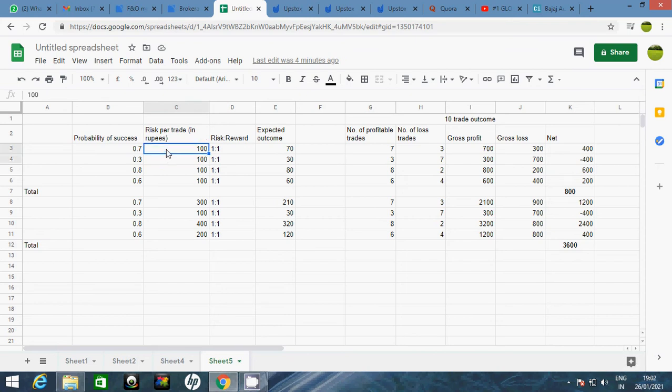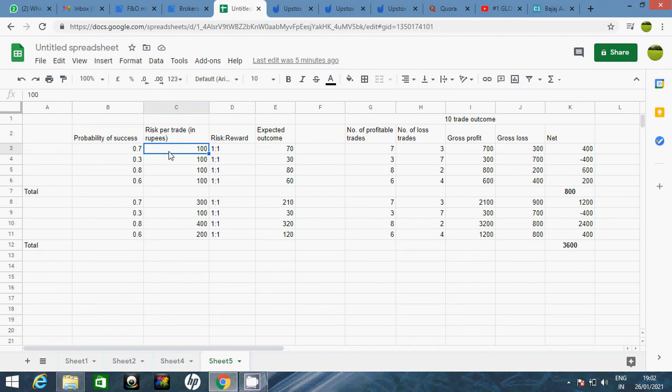So basically we have four kinds of trades here, individual trades and setups rather. One setup has a probability of 70% success, another setup has a probability of 30% success, another one has 80%, another one 60%. In the first scenario, the first four rows, we take a risk per trade of 100 rupees each. So for every one of these setups we take a 100 rupee risk. It doesn't matter if it has a higher or lower probability of success.